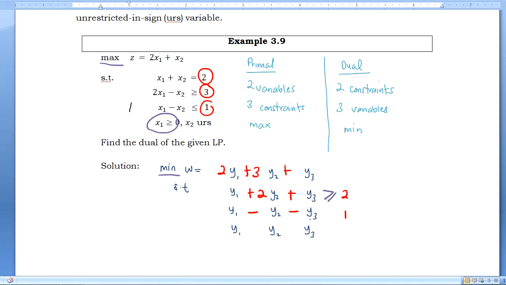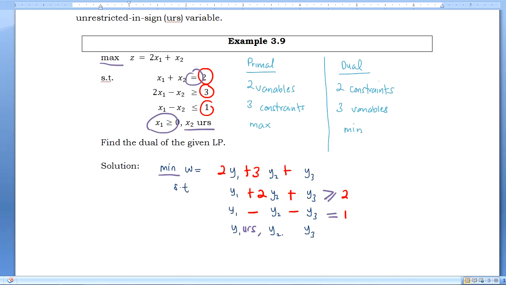And for the second constraint, we refer to the sign of the second variable in the primal. Since the second variable is URS, therefore the second constraint is an equality constraint. Lastly, we get the sign for every variable in the dual. The sign of y1 depends on the sign of the first constraint in the primal. The first constraint in the primal is an equality constraint. Therefore, y1 is URS.